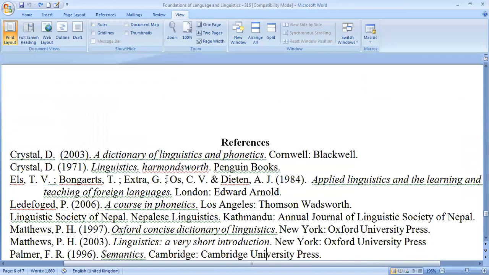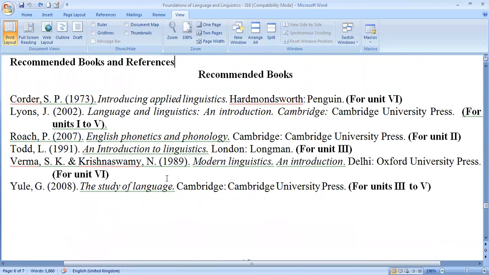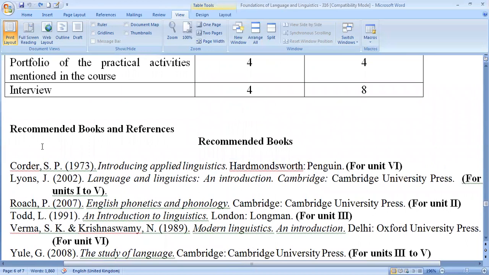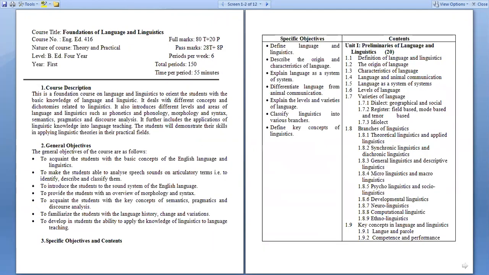Well, students, I hope you got the concept. In today's video, I prepared about B.Ed first year, foundation of language and linguistics. Especially in B.Ed first year, students have to learn 2 major English subjects. One is reading, writing, and critical thinking, that will be subject code 417, and the next one is foundation of language and linguistics, that will be subject code 416.